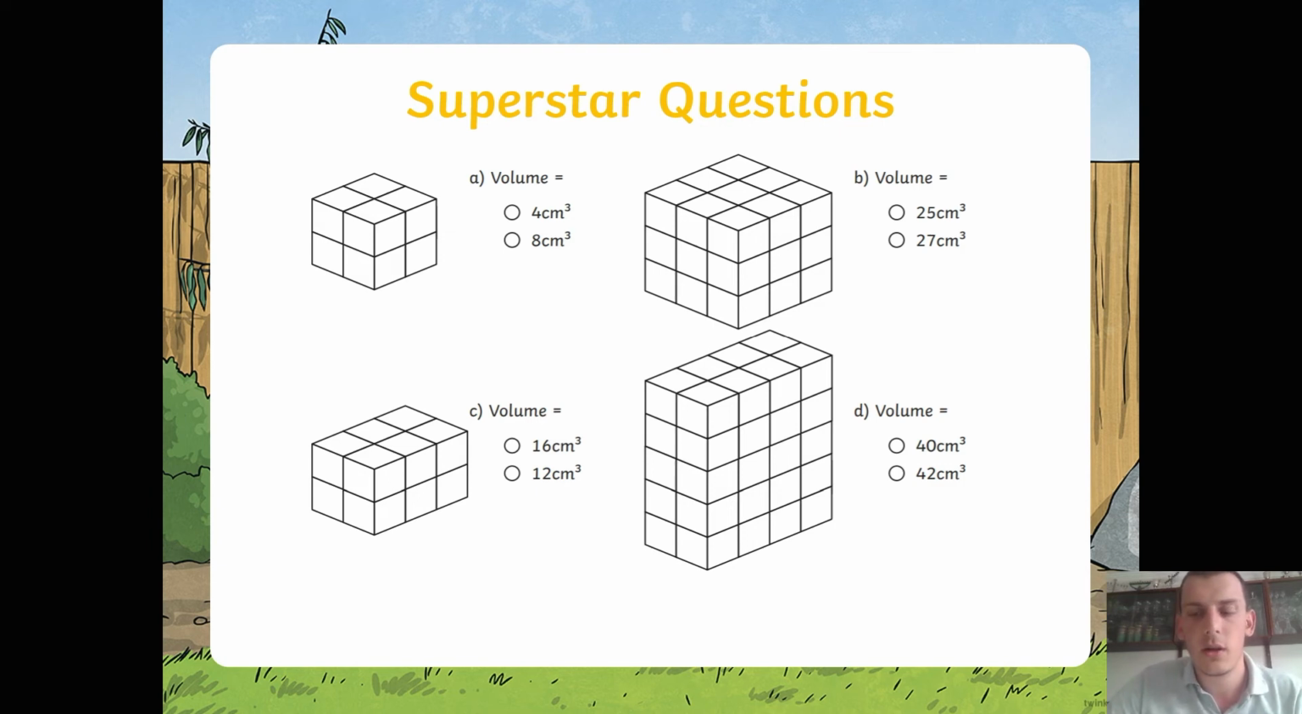Excellent, welcome back superstars. So the volume of this one is 8 centimeters cubed. This one is 27 centimeters cubed. This one is 12 centimeters cubed. And this one is 40 centimeters cubed. Now superstars, if you really struggle with that, look over the video again or send me an email so I can give you some support, but I'm sure most of you got that absolutely correct.